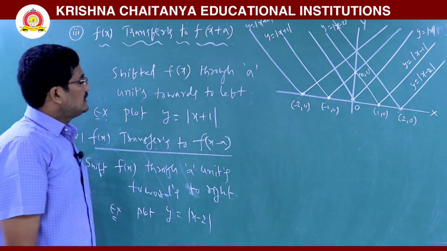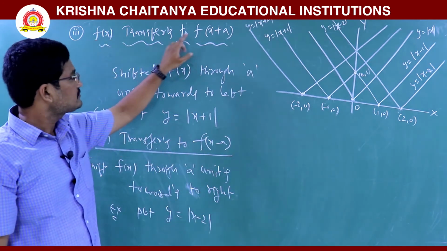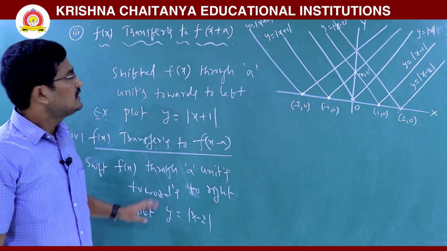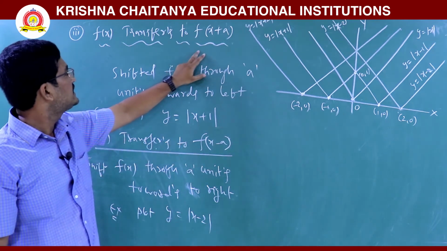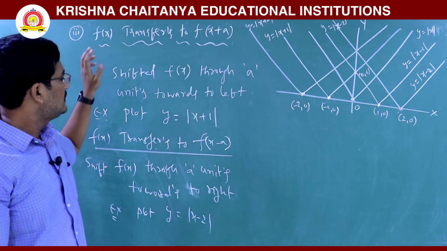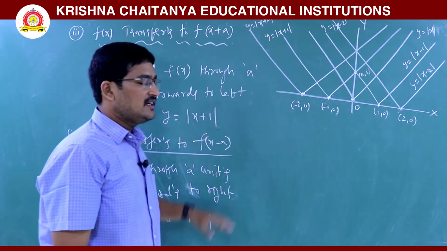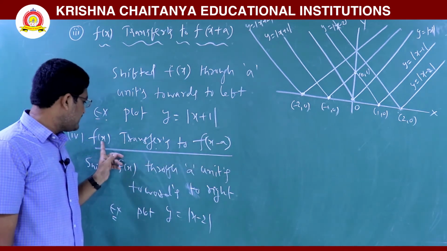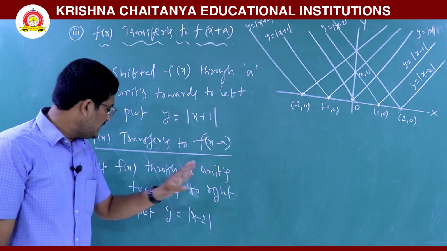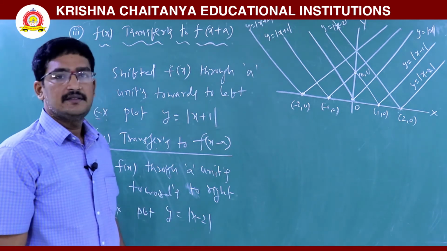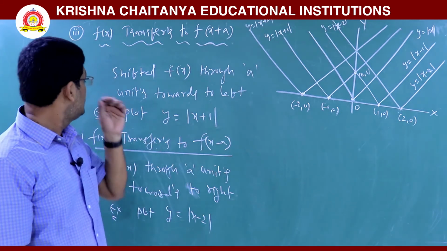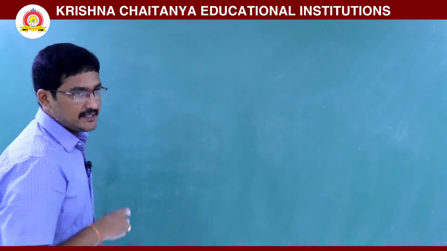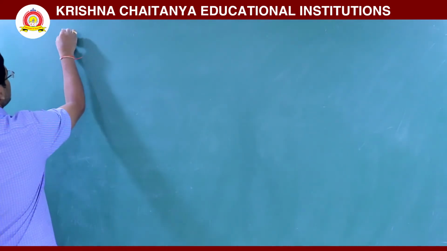So we have to draw f of x plus a and f of x minus a by using these logics. To get the curve f of x plus a, just shift f of x through a units towards the left. You need the f of x minus a curve, then just transfer f of x through a units towards the right. Okay, these are some new transformations. Let me explain one more transformation, that is the fifth one, I think.